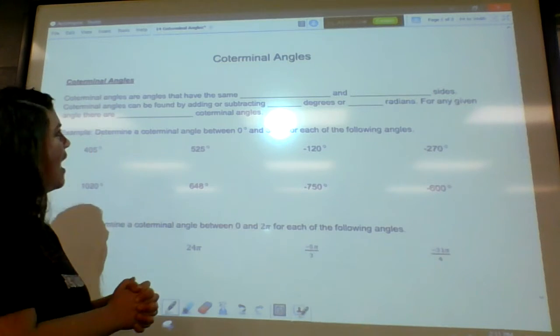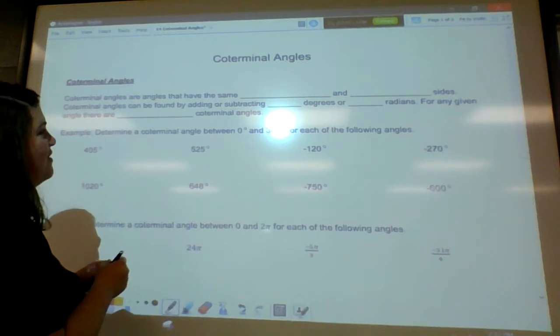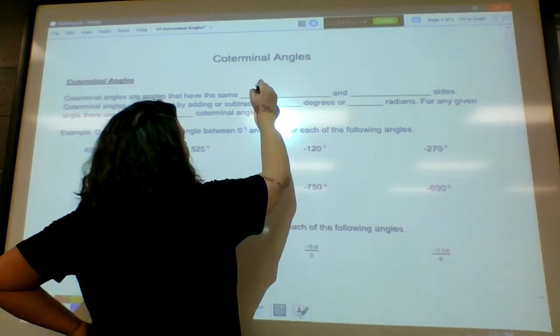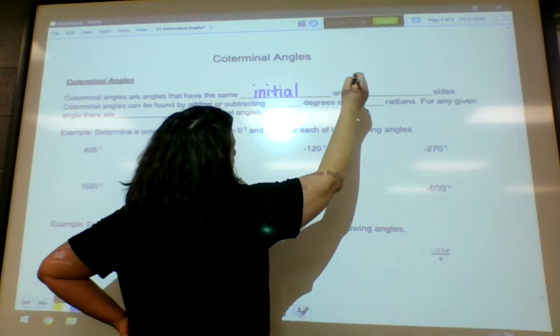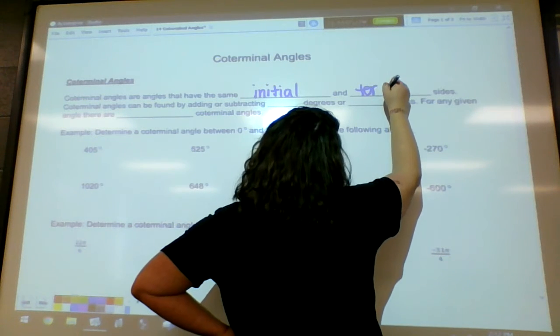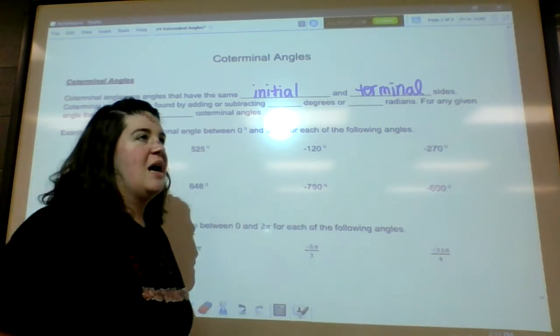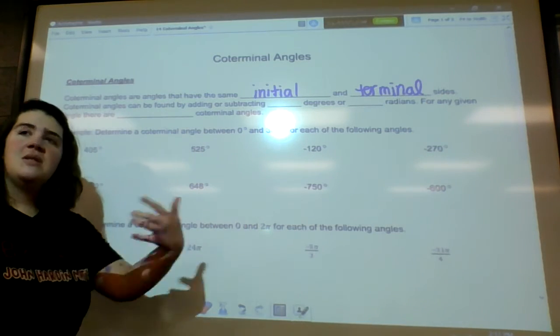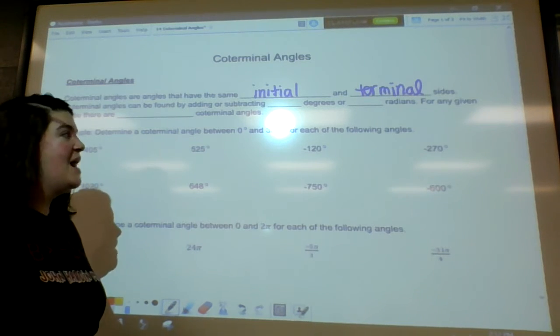All right, so when we talk about coterminal angles, we're talking about angles that have the same starting and ending sides. And we call those the initial and terminal sides. And so they're called coterminal because they have the same terminal side. And what does terminal mean? Like, what's the meaning of terminal? Ending. They have the same ending spot.